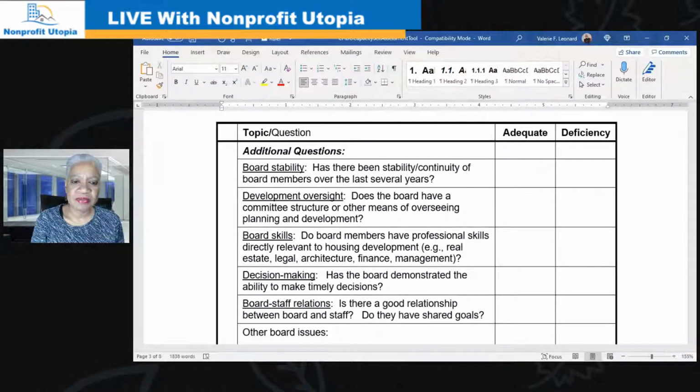You want to be able to demonstrate board stability. So you look at yourselves and you ask the question, has there been stability or continuity amongst board members over the last several years? So what does continuity and stability look like? That might look like different things for different people, but stability of board typically means that you regularly have a quorum at your board meetings. You have minutes to document the progress. There's actually progress being made. You're not stuck on certain issues. You are able to retain board members and people are able to move forward, right? Because the agenda is being pushed forward. And then development oversight. Does the board have a committee structure or other means of overseeing planning and development?